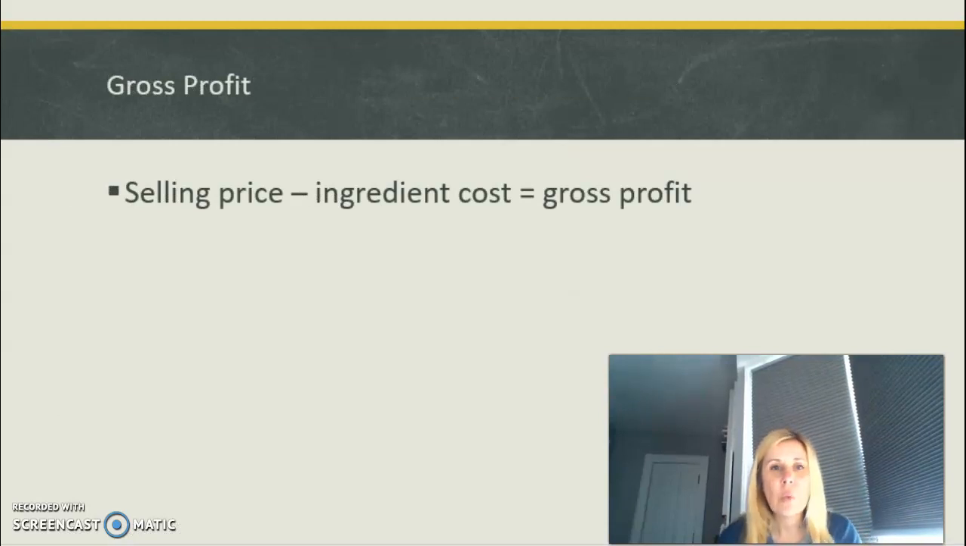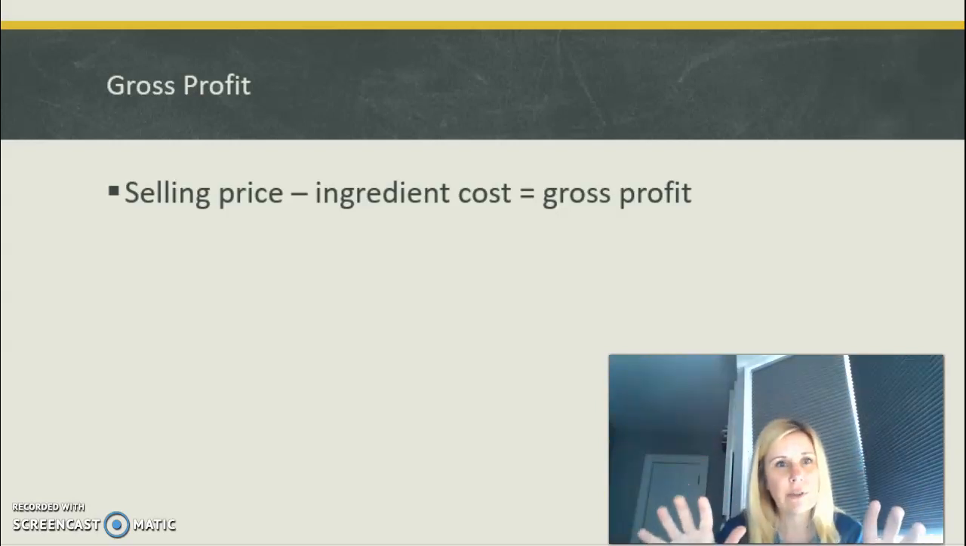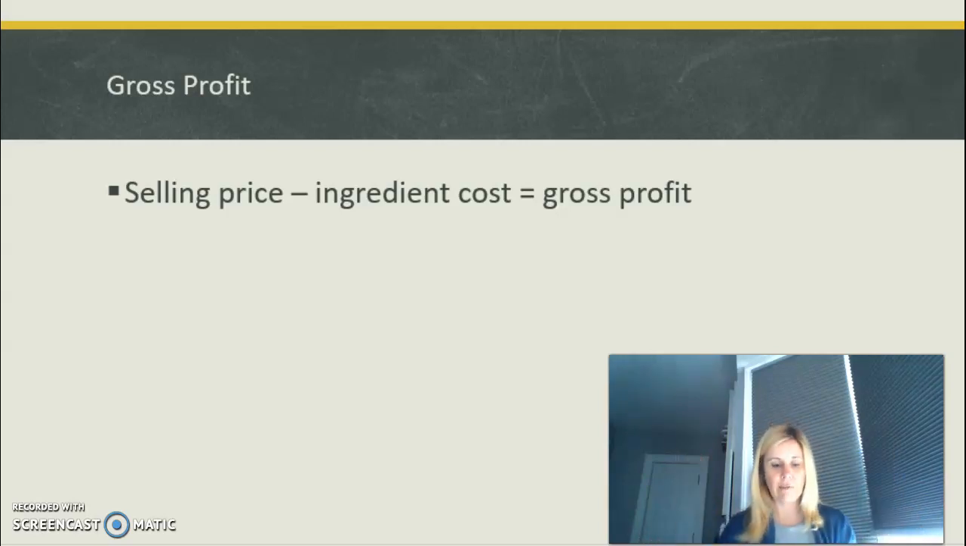Okay, now we talked about food cost percent, and we talked about the fact that we want it to be around 30%. But there's something else that comes into play when we're talking about being good financial managers in a restaurant, and that is a topic called gross profit. What gross profit means is you take your selling price minus your ingredient cost, and that gives you your gross profit.